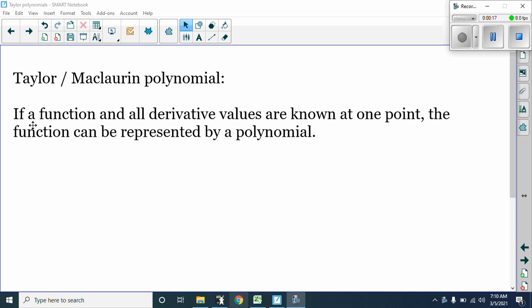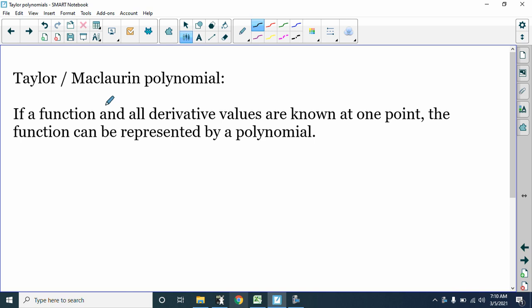So if we have a function and we know its function value as well as all the derivative values at one point, we can represent that function by a polynomial. It would be an infinite polynomial, so you're not going to be able to write the entire polynomial, but we're going to write part of the polynomial. And the more and more terms that you have, the better the representation is of the given function.